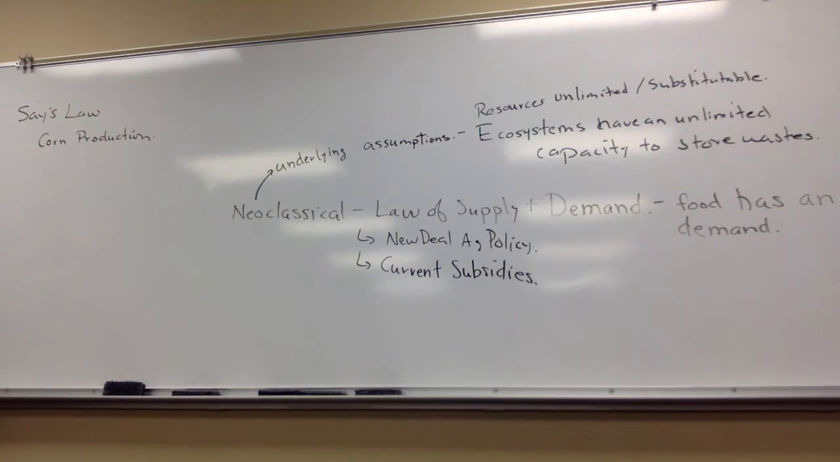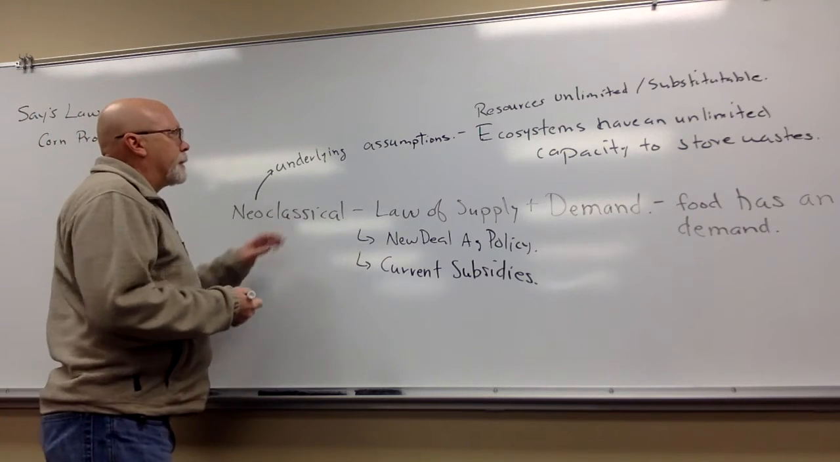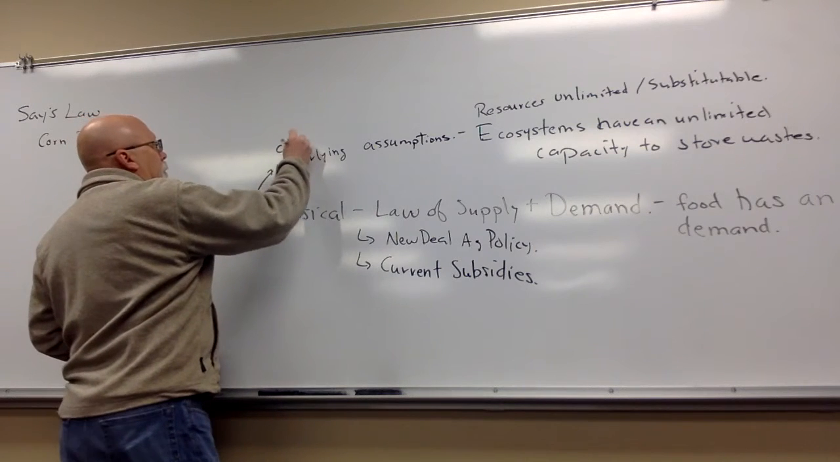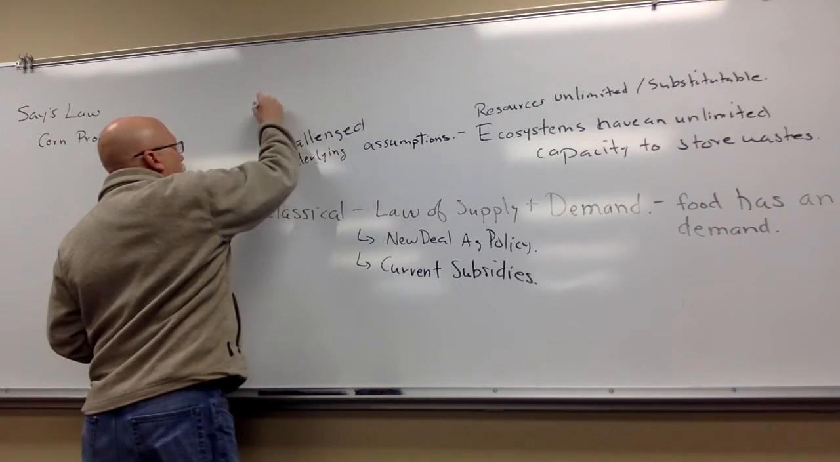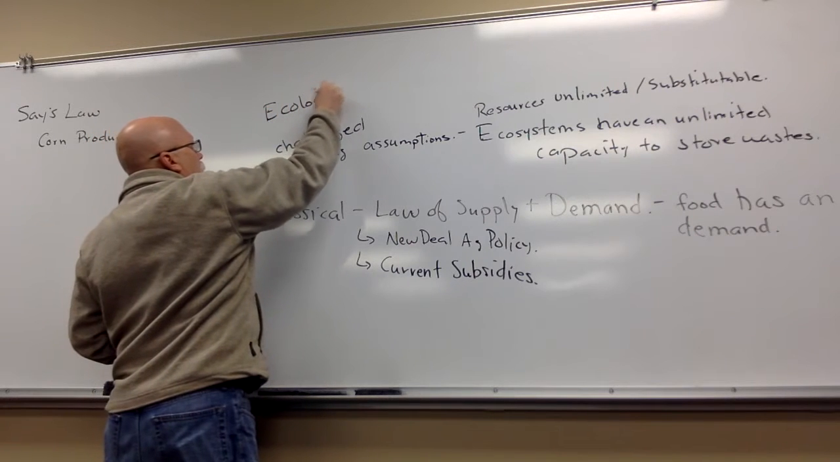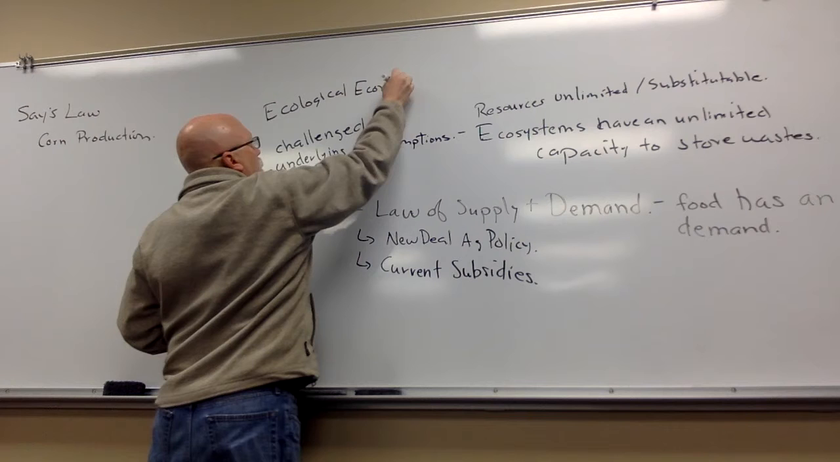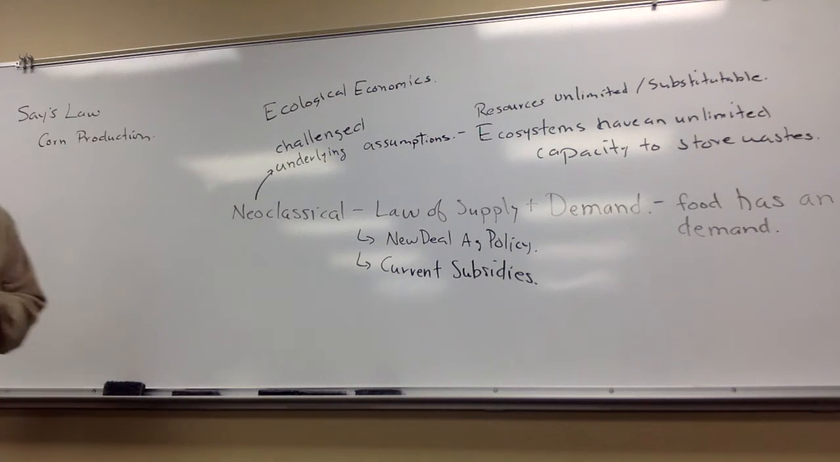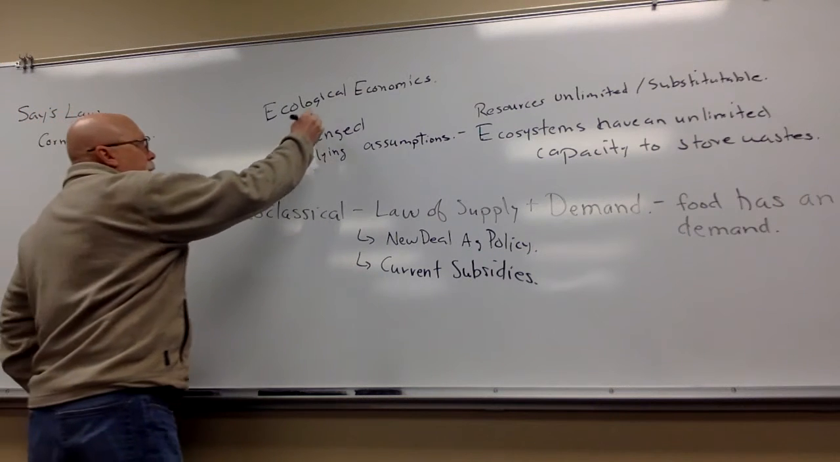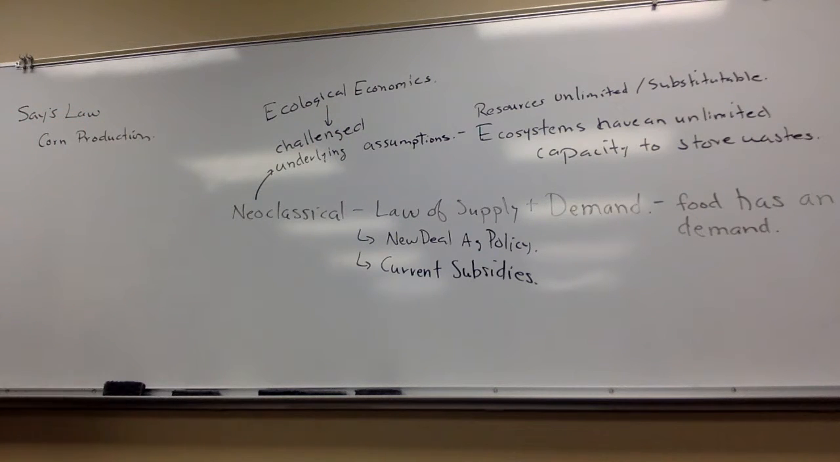There's an area of economics called environmental economics that challenges both of the assumptions that resources are unlimited, or if they're not unlimited, they're easily substitutable, and the idea that ecosystems have an unlimited capacity to store waste has led to the growth of the field called ecological or environmental economics. There's actually a research institute at the University of Maryland that concentrates on environmental or ecological economics. This is a branch of economics that challenges these two big assumptions of neoclassical economics. And that's what we talked about last time.